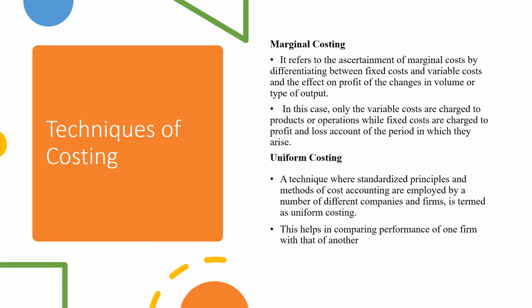We move forward to the next technique of costing called uniform costing. This is a technique where standardized principles and methods of cost accounting are employed by a number of different companies and firms. So here, a number of companies and firms together standardize certain principles and methods of cost accounting. Such a technique is called uniform costing.